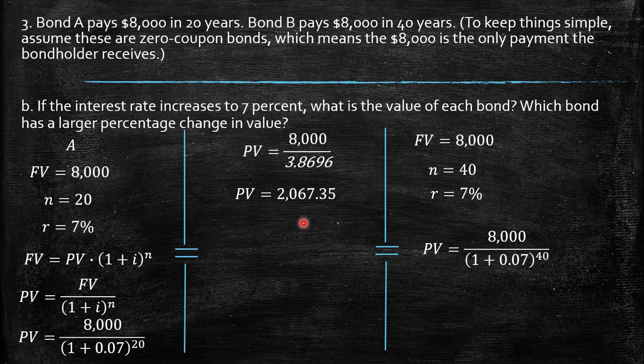What about the second one? The second one you do exactly the same, should be 1.07 over 40. The factor of discount is huge, and then you have this one, the present value. Again, the present value of the bond B is lower than the present value of bond A.